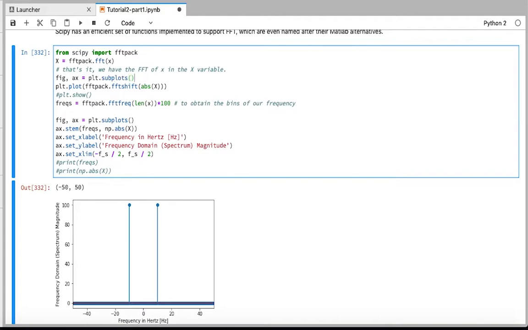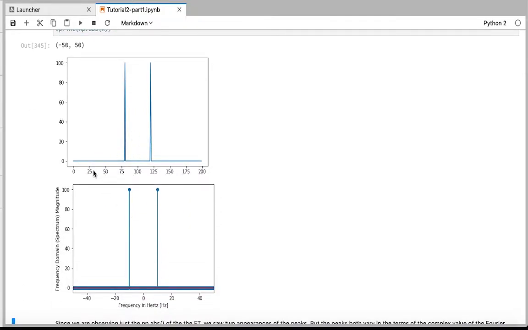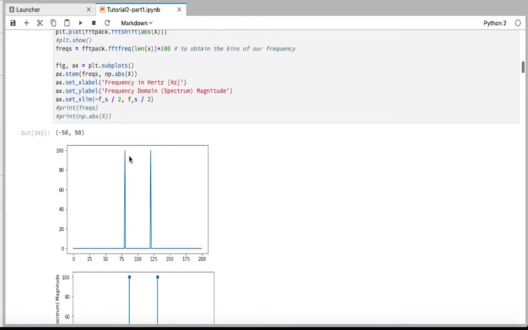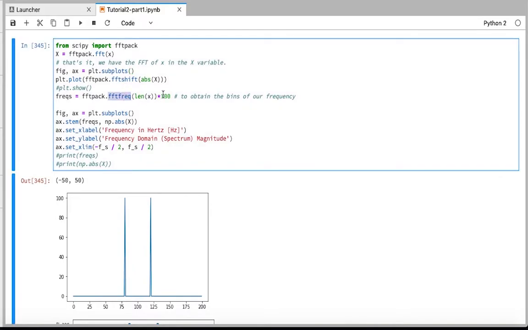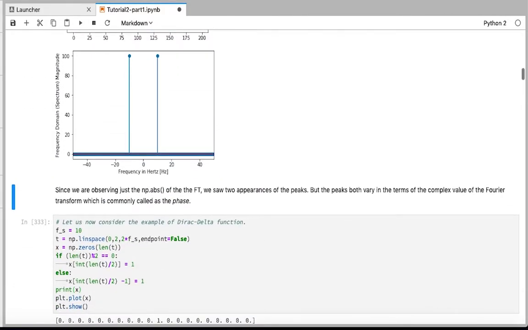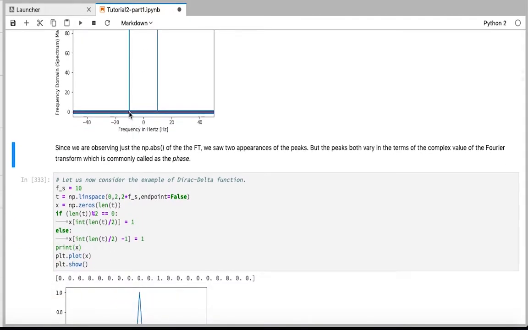We get something like this when we plot it, but we can't really see which frequency we're looking for. So there's this other function called fftfreq. You give it how many points, how many bins of frequency you're having, and it will tell you exactly which frequency each peak aligns to. So here we can see that it's at 10 and minus 10.